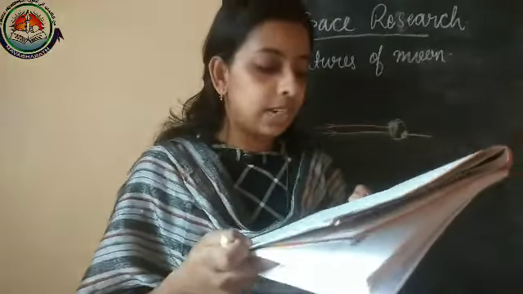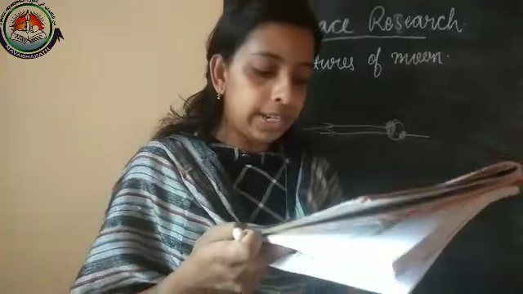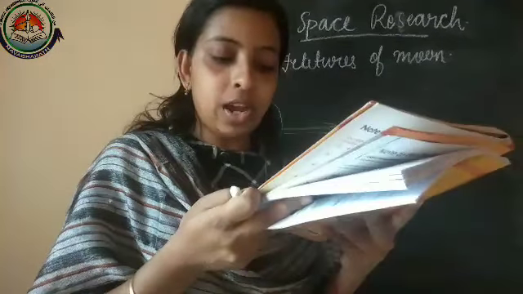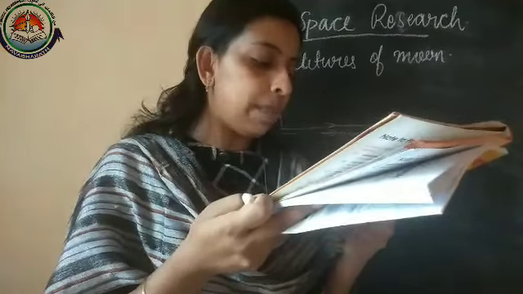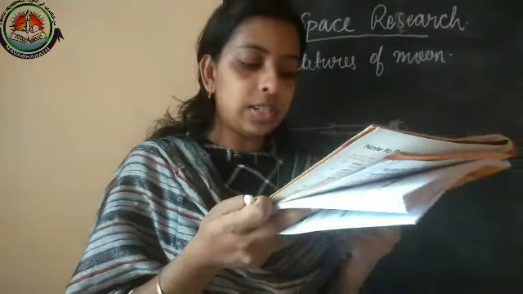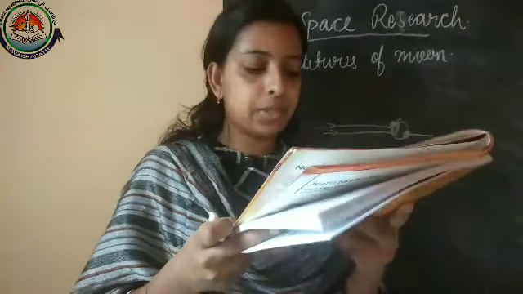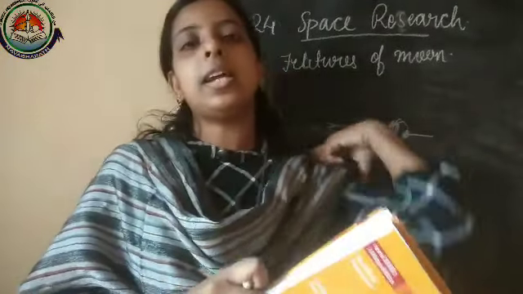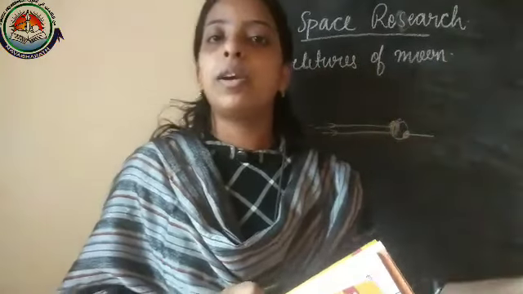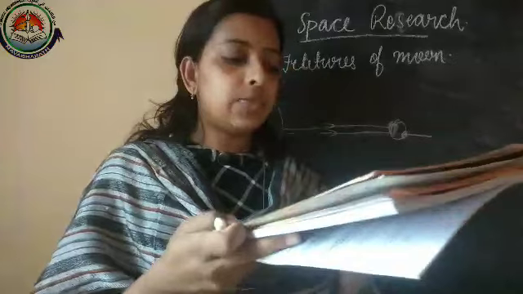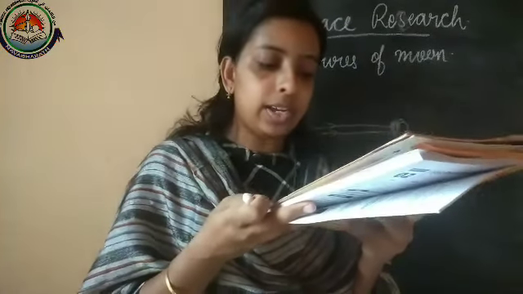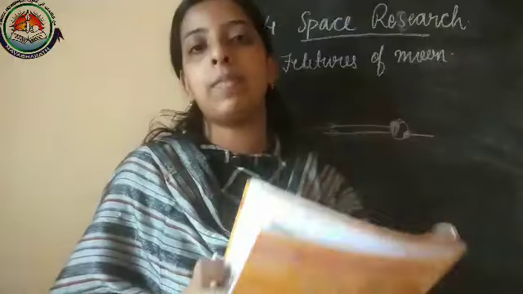And the second question: on landing on the moon, Neil Armstrong said, that's one small step for a man, one giant leap for mankind. Why do you think he said this? How did this expedition help us? Okay, at that time he said that it was one of the milestones in the history of human beings. Okay, so that's why he was saying like that. Then, how did this expedition help us?